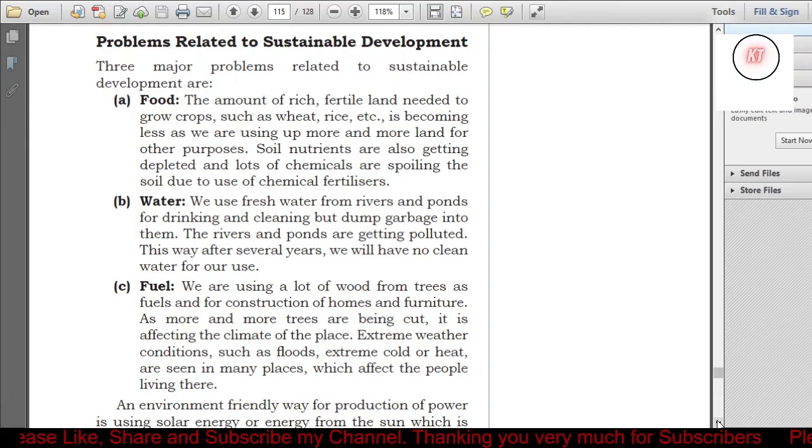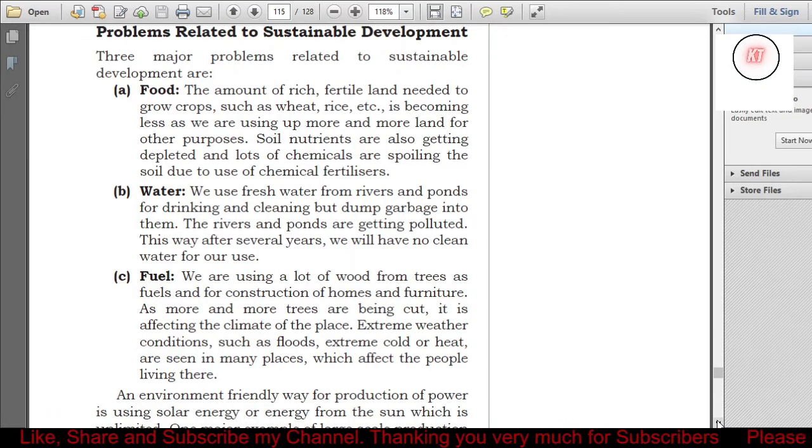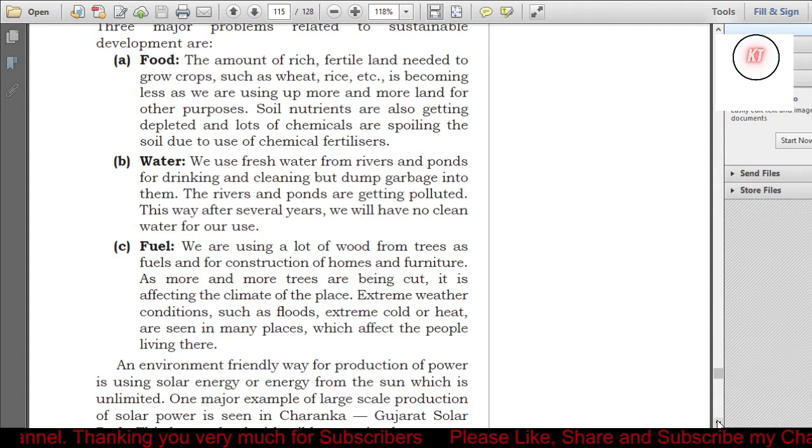Next, water. We use fresh water from rivers and ponds for drinking and cleaning, but dump garbage into them. The rivers and ponds are getting polluted. This way, in several years we will have no clean water for use.